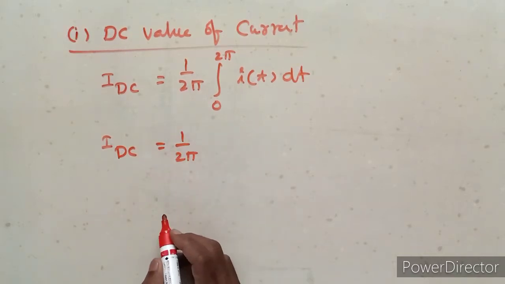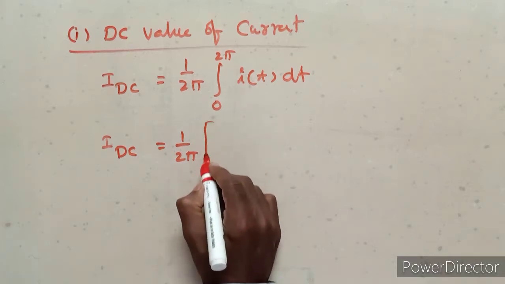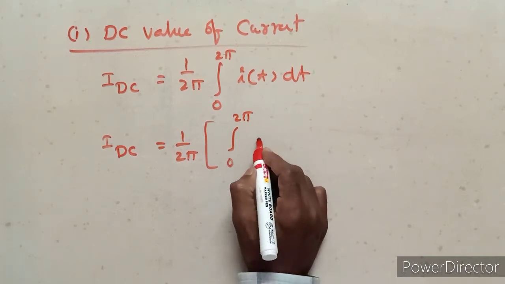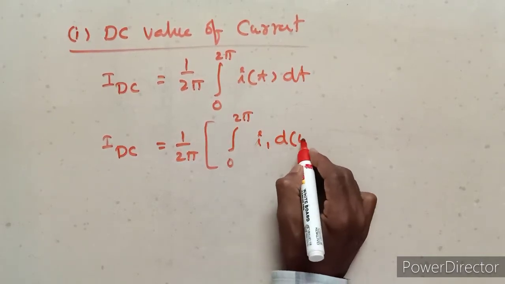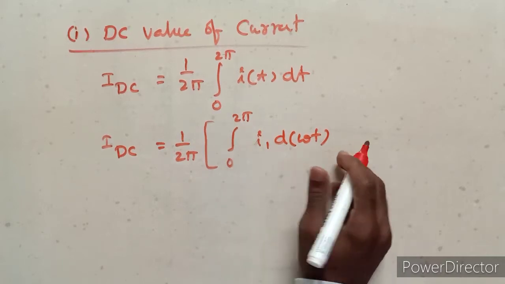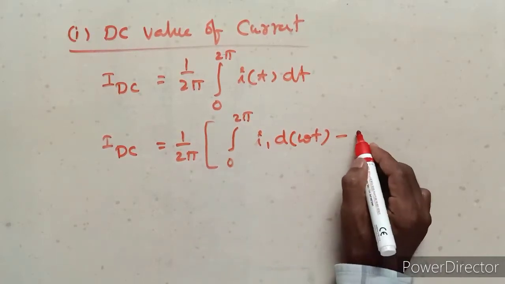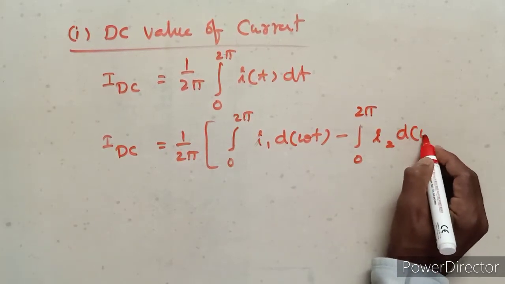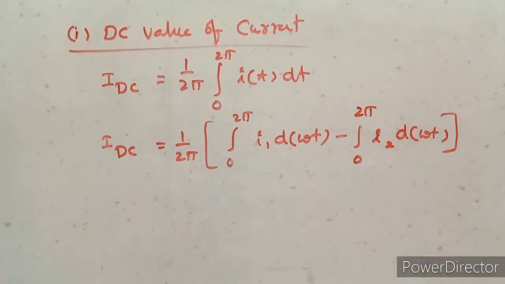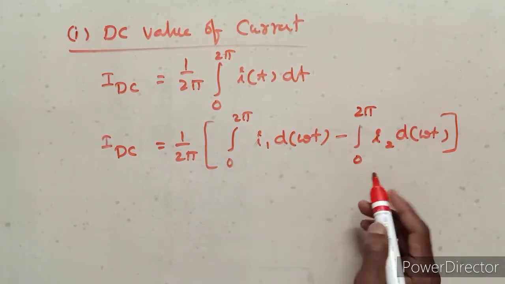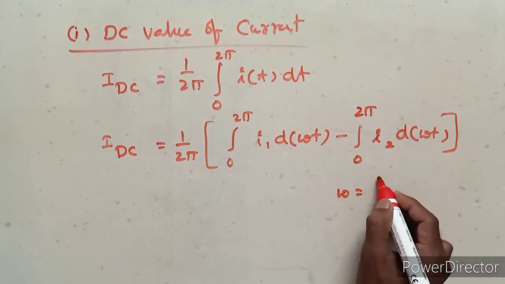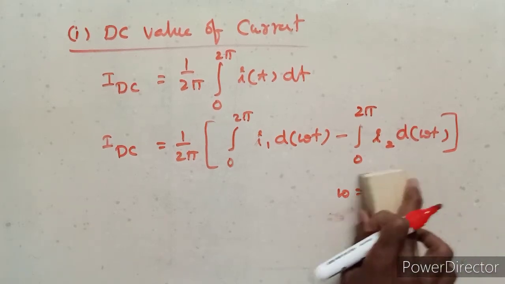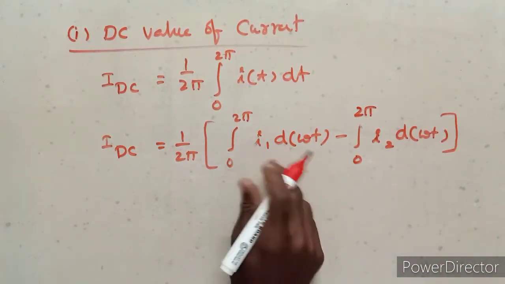Then this equation can be written as the DC value of the current equals 1 upon 2 pi integration 0 to 2 pi I1 d omega t, minus integration 0 to 2 pi I2 d omega t. Here theta equals omega t, where omega is angular position by time. So this is the formula.